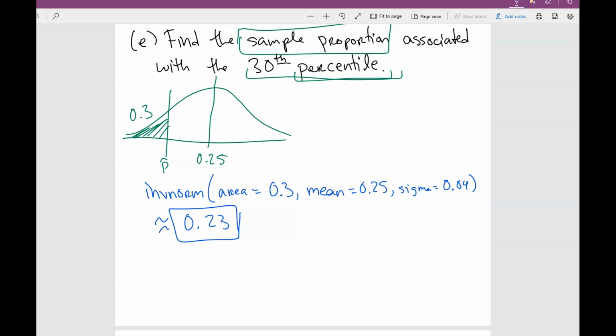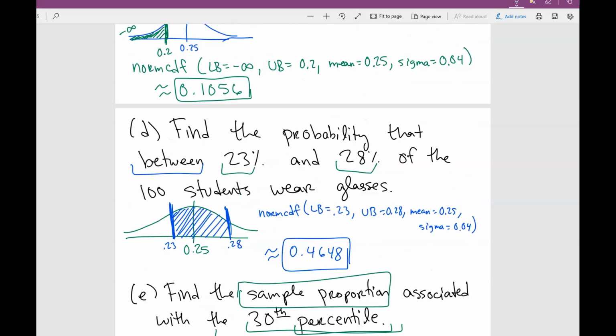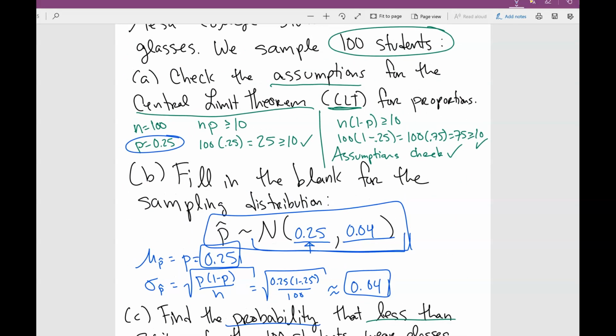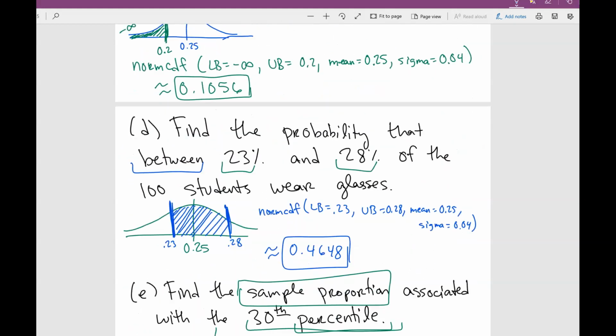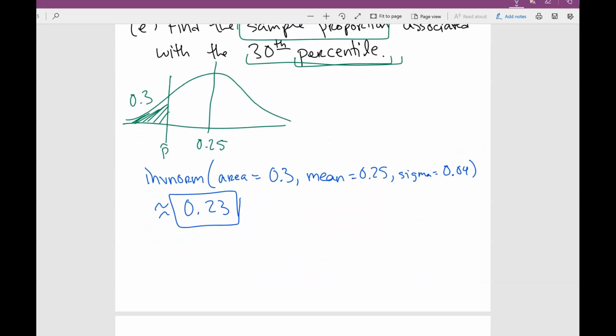So notice that these problems are exactly the same thing that we did with the normal problem. It's just that we got to do two different things in the beginning. We need to figure out what our mean and our standard deviation is in the beginning, and also figure out whether our assumptions are actually checked out. Okay, so that's how you do these problems. In the next video, we'll do another problem.